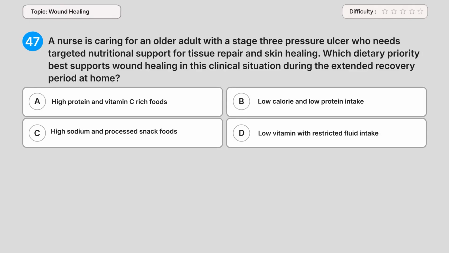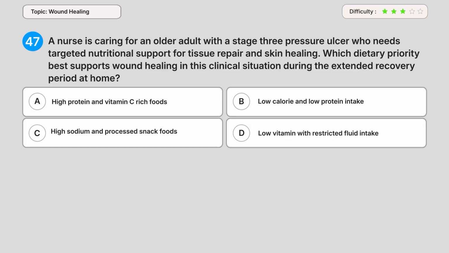47. A nurse is caring for an older adult with a stage 3 pressure ulcer who needs targeted nutritional support for tissue repair and skin healing. Which dietary priority best supports wound healing in this clinical situation during the extended recovery period at home?